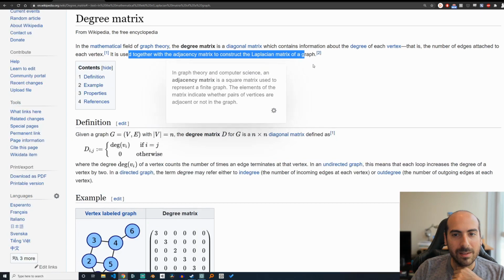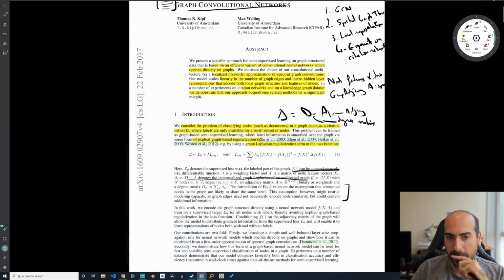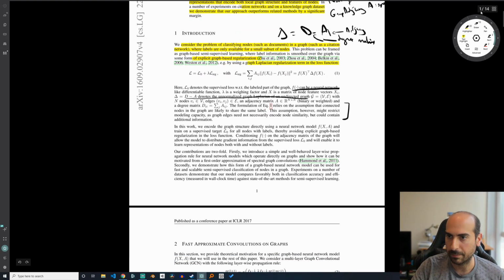Let's see. So number of edges. Yeah, so that is the number of edges attached to each vertex, and it is used together with the adjacency matrix to construct the Laplacian matrix of a graph. And what's sort of interesting about the spectral graph theory business is that by taking this delta, you can study how a graph is by just looking at its degree and adjacency matrix. The idea is that it's an alternate representation: a graph is sort of a graphical thing, a data structure, but if you can turn it into a more mathematical structure like a matrix, then you can study it. And so we're going to see how they do this in this paper, I assume.